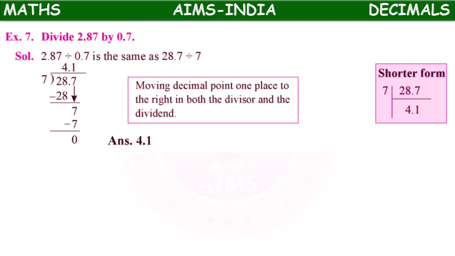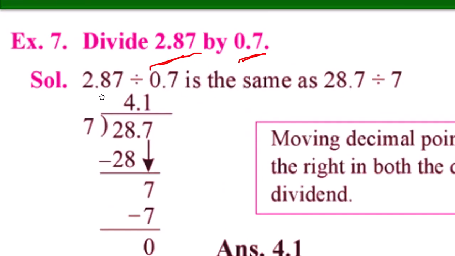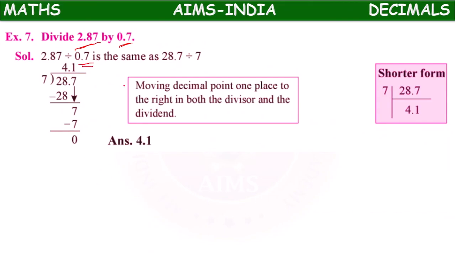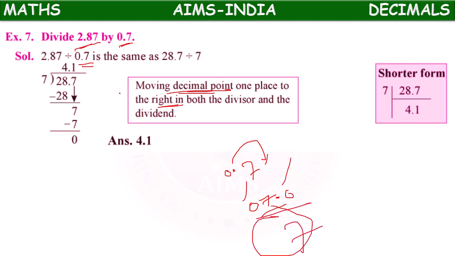Okay. So let's try with some examples so that we can understand better. Here, 2.87 divided by 0.7. 2.87 is the dividend, 0.7 is the divisor. Here the divisor is a decimal number. So moving the decimal point one place to the right, 0.7 becomes 7. This zero doesn't have any value. In 0.7, we have shifted the decimal point one place to make the divisor a whole number instead of a decimal number.